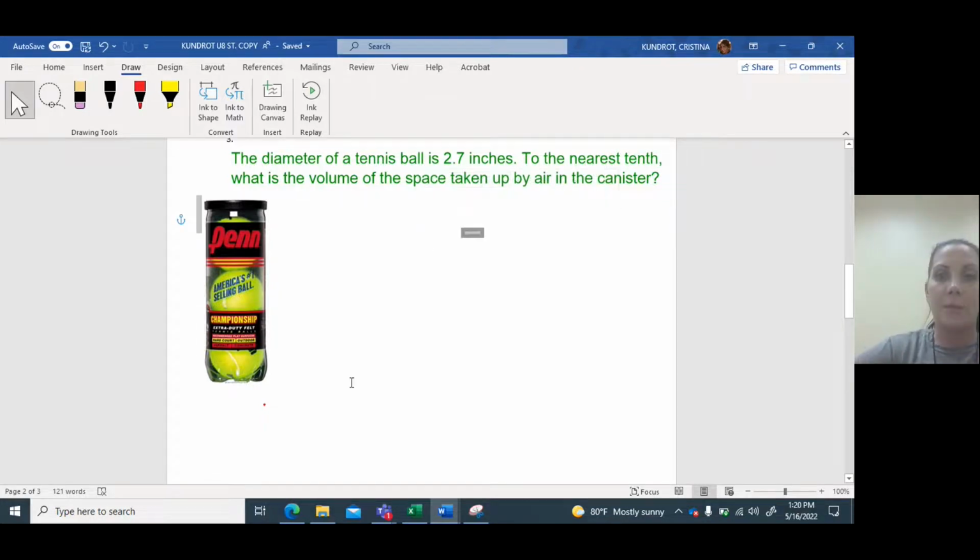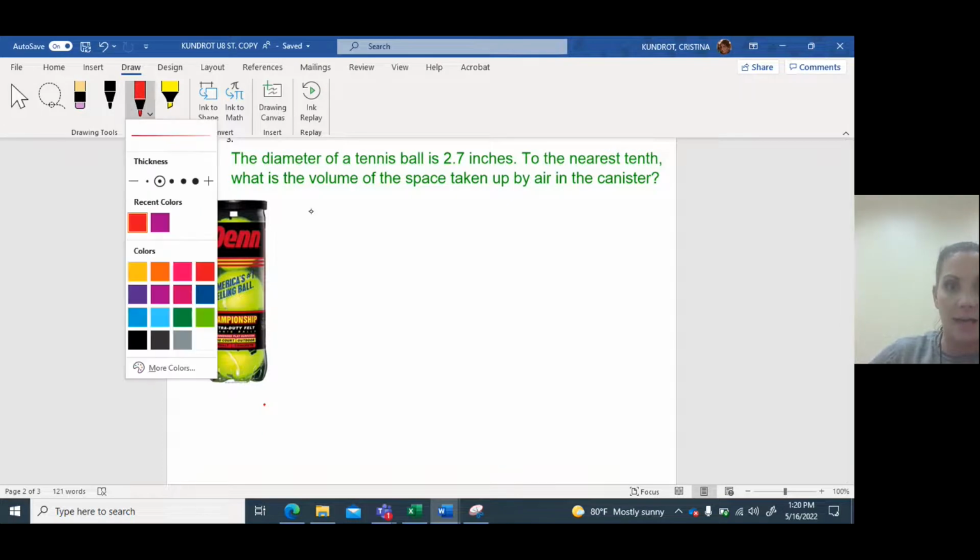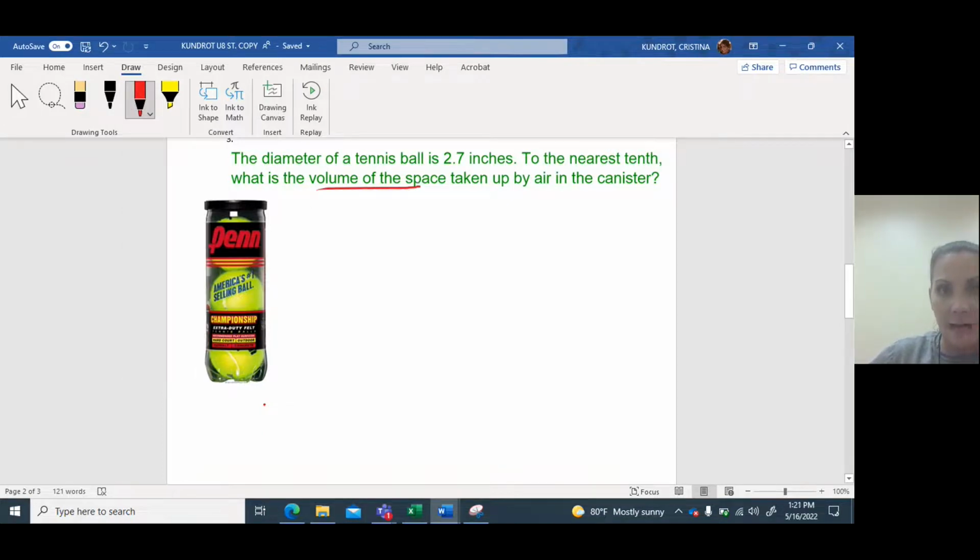All right, so before we just start throwing numbers around and doing math, we need to formulate a plan. What is it asking us to find? It is asking us to find the volume of the space taken up by air. Unfortunately, there is not a formula for that. However, there is a formula for volume of a cylinder. And a cylinder is, of course, what the shape of this canister is.